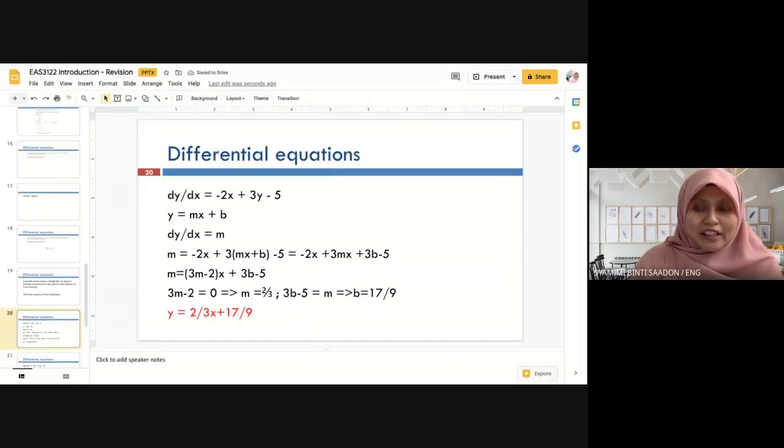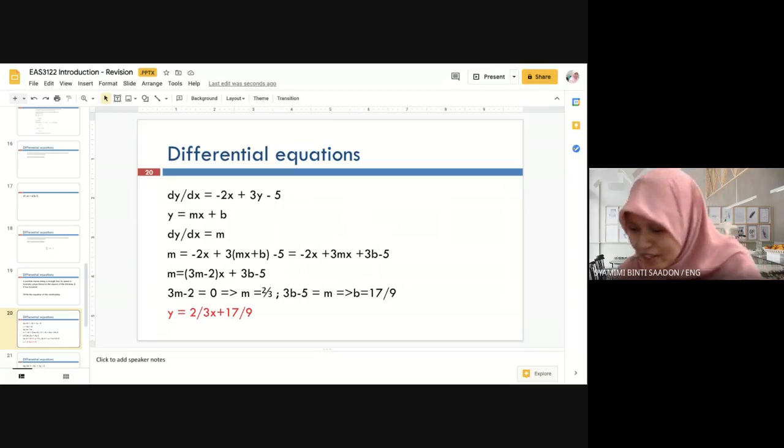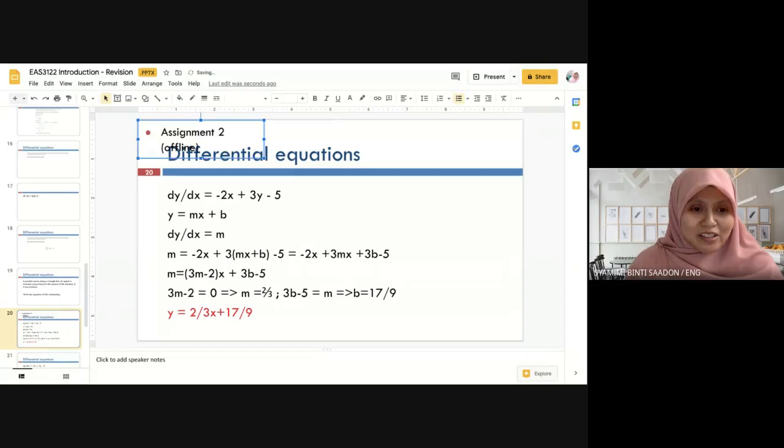Okay, another solution that a lot of you mentioned, x power of 2 plus 3xy minus 5x. We can try this one. Okay, maybe let's copy. Just sorry.